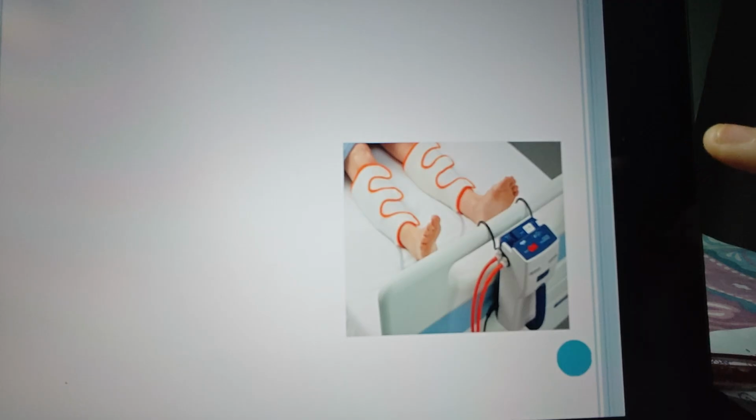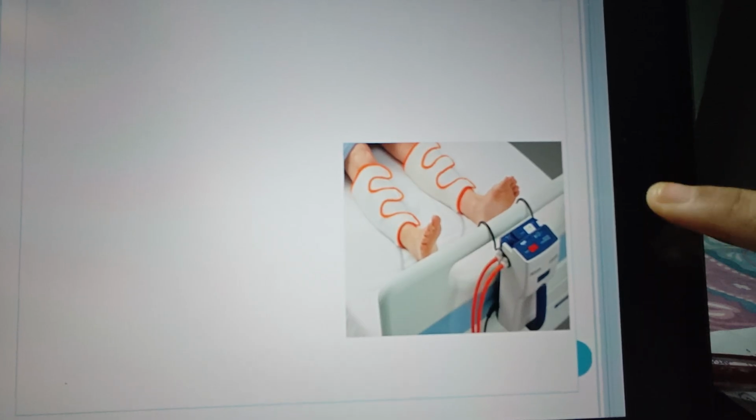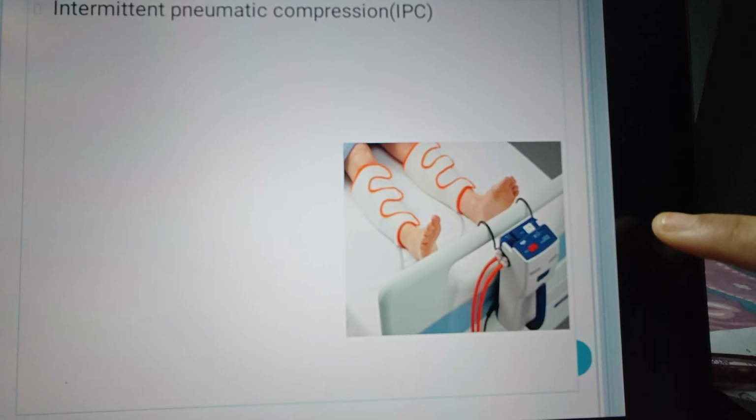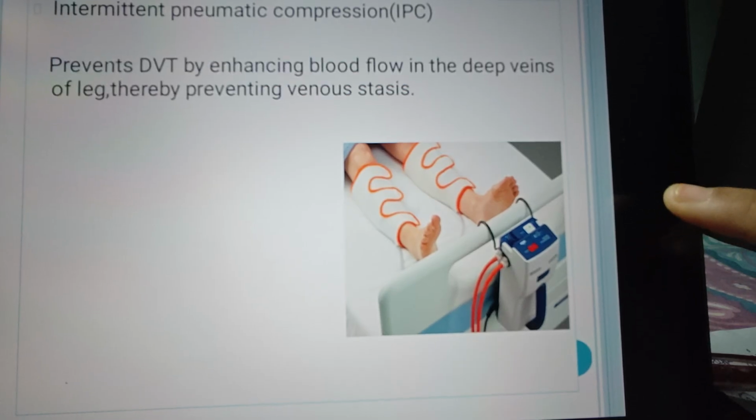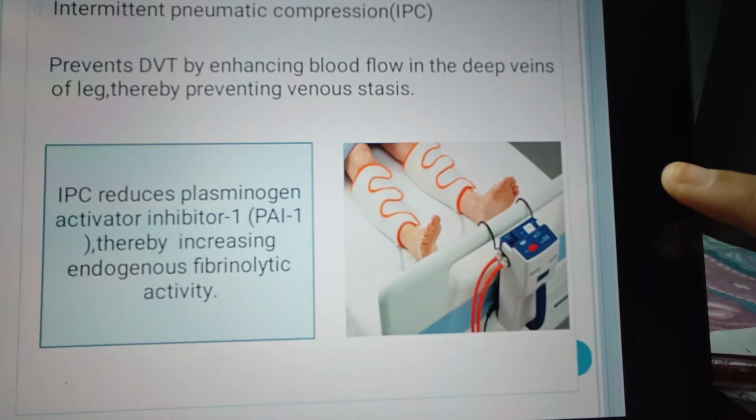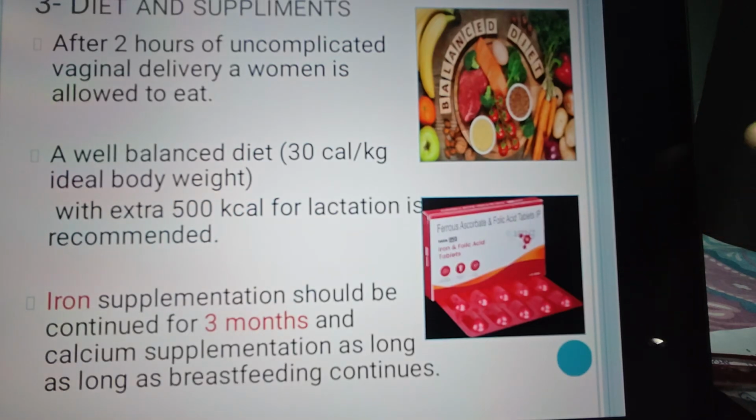Now what is this device called? This is an intermittent pneumatic compression device, and this is the mechanical therapy if the criteria is fulfilled or in high risk patients. This prevents DVT by enhancing the blood flow in the deep veins of the legs and thereby preventing venous stasis. So this IPC device reduces PAI. PAI is plasminogen activator inhibitor 1, and thereby increases the endogenous fibrinolytic activity.